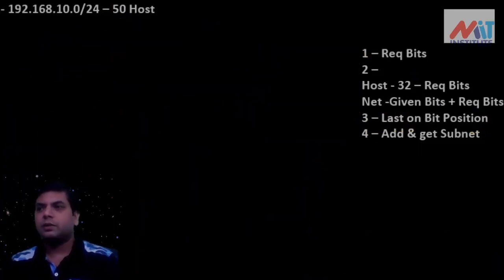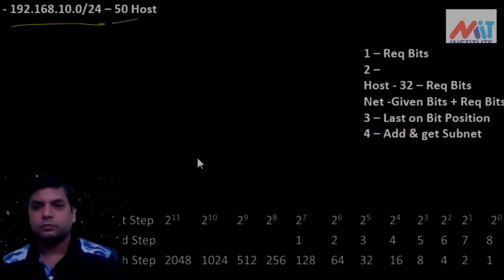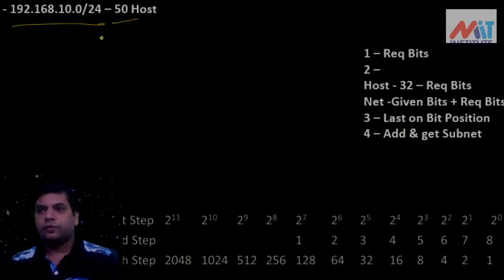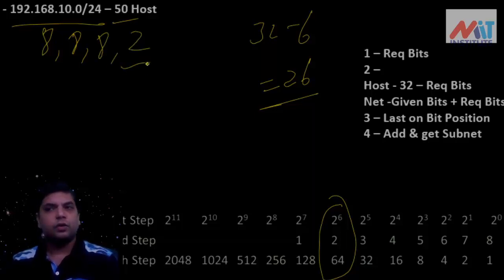In this example we need 50 hosts. For 50 hosts we need 6 bits. 32 minus 6 gives 26. First octet full, second full, third full. In the fourth octet we have 2 on bits, so the position will be 2, and we need to add 64.